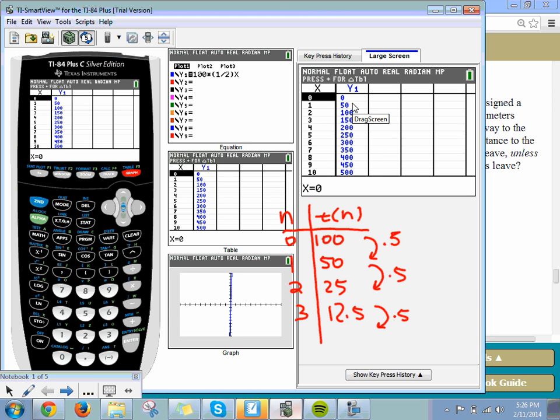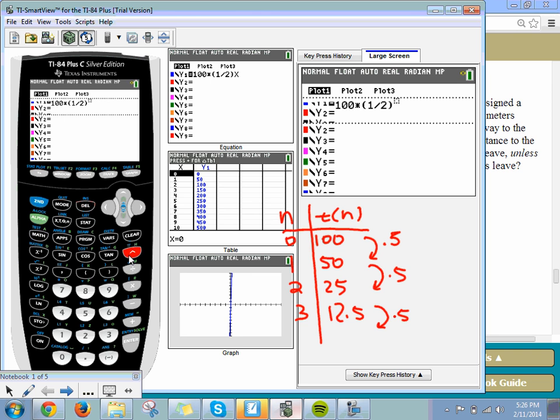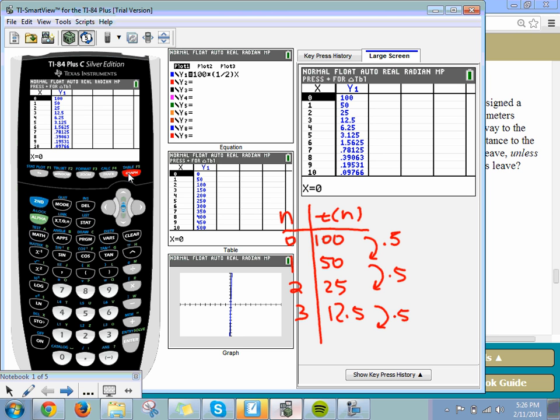When we look, we've got 0, 100. Oh, I did something wrong. 100 times 1/2. I wrote times x, and I should be writing to the x. So a little bit of notation problem there. This should be caret key to the x. Now my table should work better. Hooray! Now it looks exactly the same.